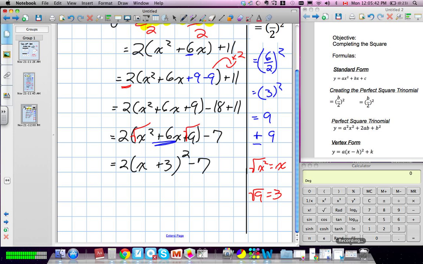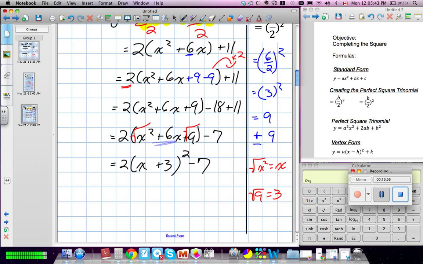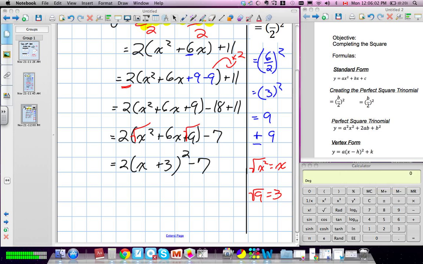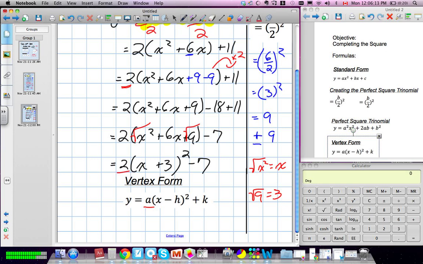So now what we've done, I want you to connect this now. We're now in our vertex form. We have our a value, which is 2, so we know this is going to be stretched. We have our h value, which is positive 3, so the vertex is moved 3 to the left. And our k value is negative 7.